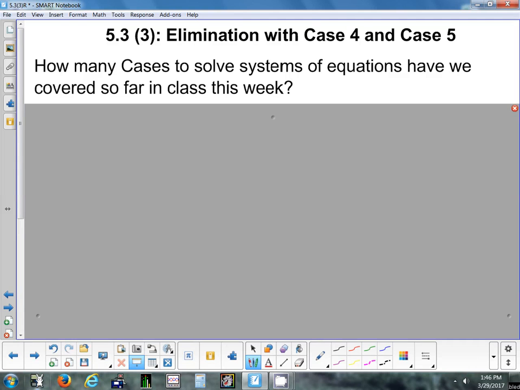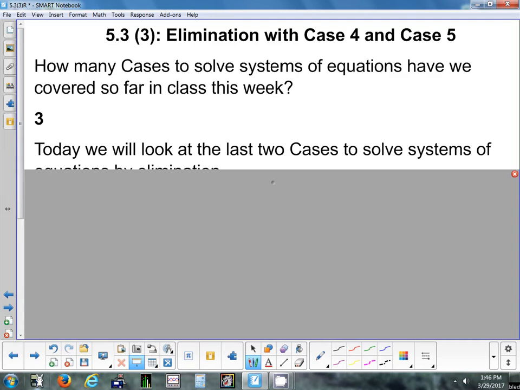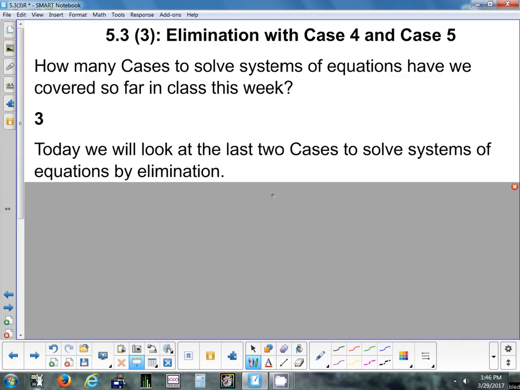So we talked about this in the warm-up. How many cases to solve systems have we covered so far this week? We've done 3 so far, right? Good. So today, we're going to look at the last 2 cases, case 4 and case 5. Right? Look at the final 2 today.